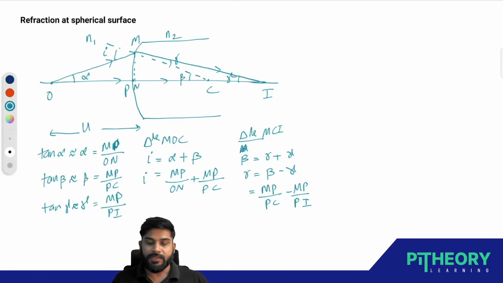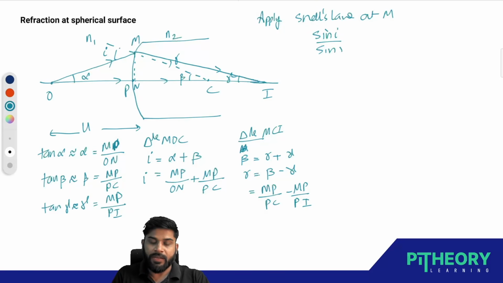Very clear now. So now we apply Snell's law at M. If you apply Snell's law at M, what are we going to get? Snell's law is nothing but sin I by sin R, which is equal to the refractive index of the second medium by the refractive index of the first medium. Again, we apply the small angle approximation. Sin I we can approximate to I, sin R we can approximate to R. So this gives you I by R equal to N2 by N1, or N1 I is equal to N2 R.